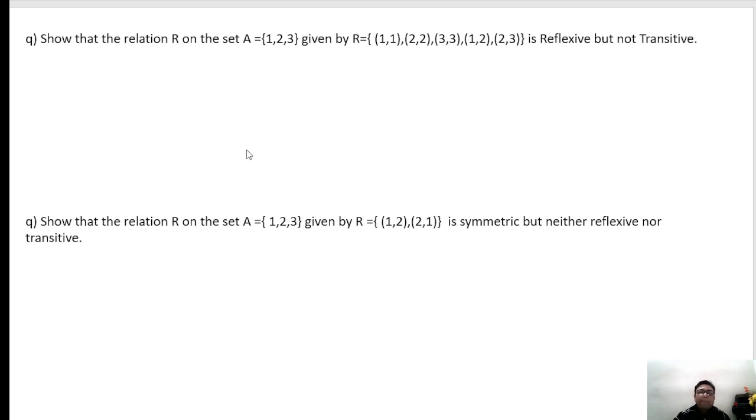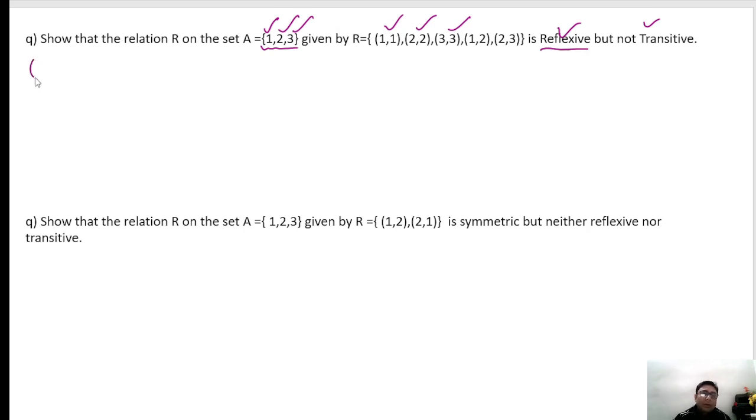Next, see, the set is given 1, 2, 3, and here are the coordinates taken. They are telling to show that it is reflexive but not transitive. तो चलिए let's see. For reflexive I know that I should have the same. तो 1 है तो (1,1) होना चाहिए, करेक्ट. 2 है तो (2,2) होना चाहिए, करेक्ट. 3 है तो (3,3) होना चाहिए, करेक्ट. So it is a reflexive relation. Now transitive.